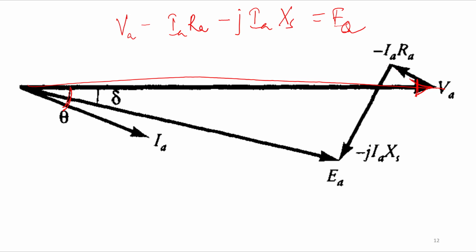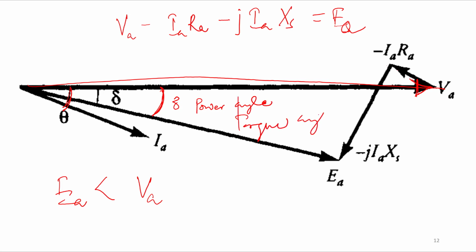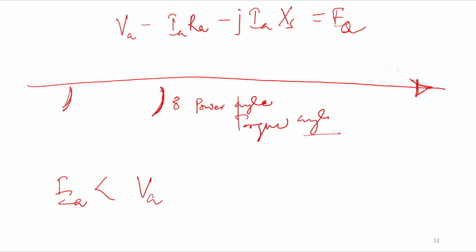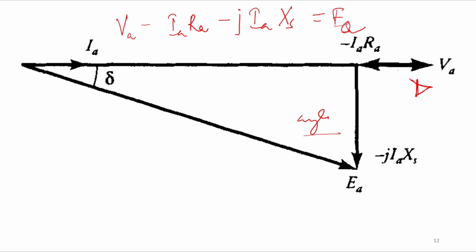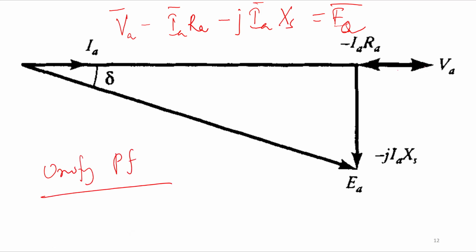For the lagging power factor, we know EA will be less than VA, right? Okay, and the angle between VA and EA is delta, which we call the power angle or the torque angle. Sometimes it is also known as the rotor angle, right? So this is the phasor diagram for lagging power factor. Now this is the phasor diagram for unity power factor. The equation is the same, it is valid for all the phasor diagrams, only the phase angle changes. For unity power factor, VA is here and VA minus IA RA will be a point, and then again by subtracting j IA XS, I will find EA. Okay, so this is for unity power factor.